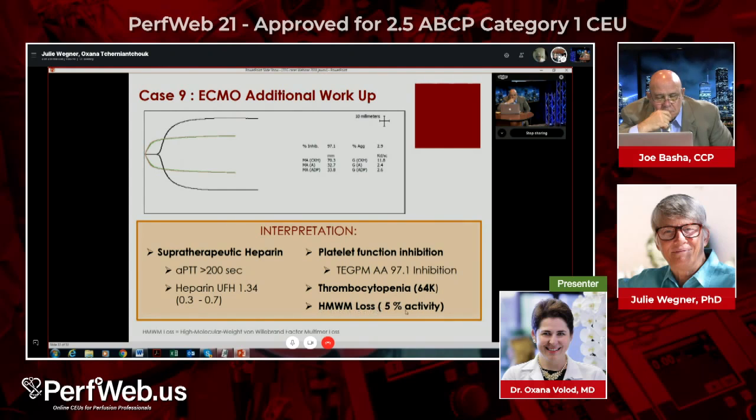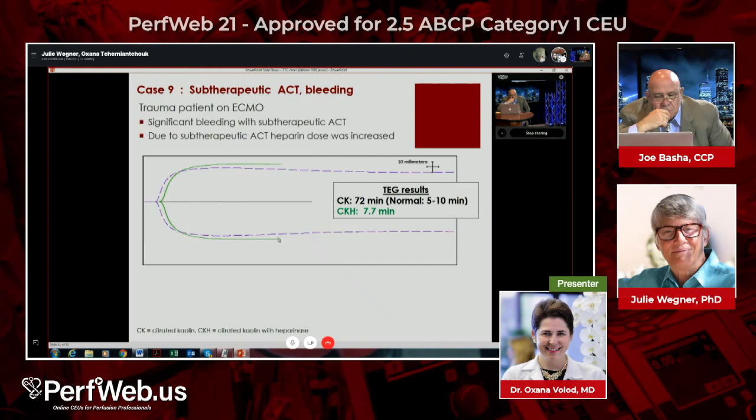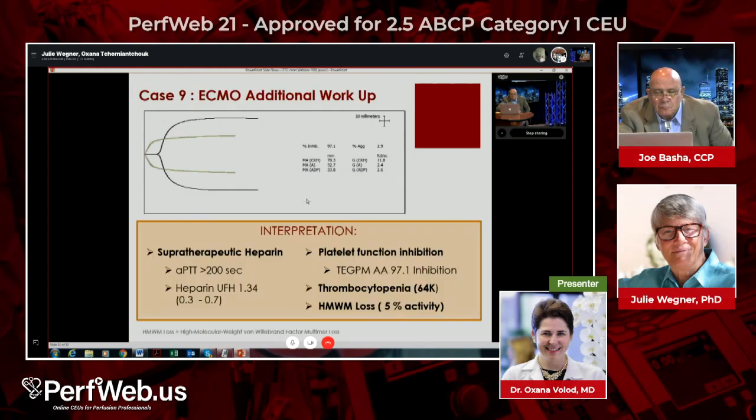There was significant loss of von Willebrand factor multimers. Now, to get all these results took me more than 2 weeks, because multimer results take more than 10 days when we send out this test. However, that was in summary why the patient was bleeding, but even without it, the TEG was already showing me that there was a significant heparin effect.